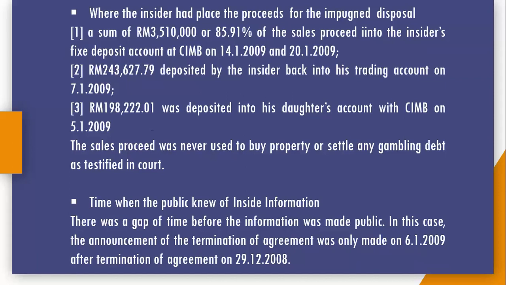So these are also circumstances that show that he had that possession. Now, the time when the public knew of the information: there must be a gap before the information was made public. All right, next slide.